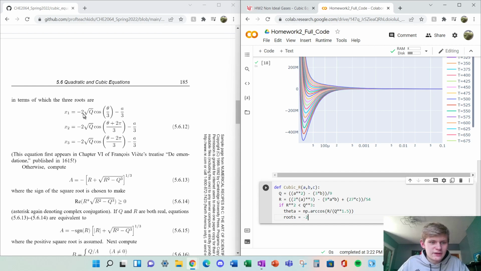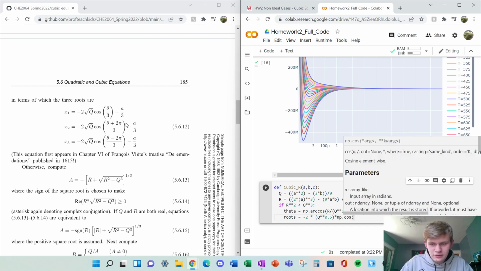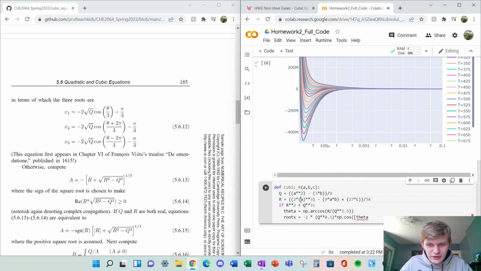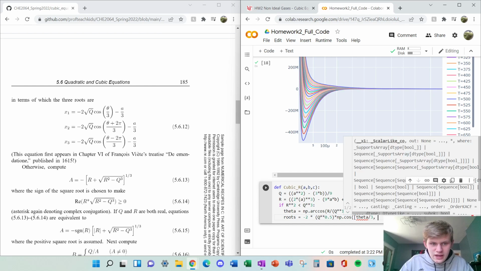From here, we will start off by having our -2 values multiplied by our q values, which will be q to the 0.5, and then we will have a numpy function called np cosine. And this is where the start of our array comes. So we will then put our first root, which would be theta over 3, and we'll separate it off. And then our next section will be theta plus 2 times np pi, which will be separated off, divided by 3.